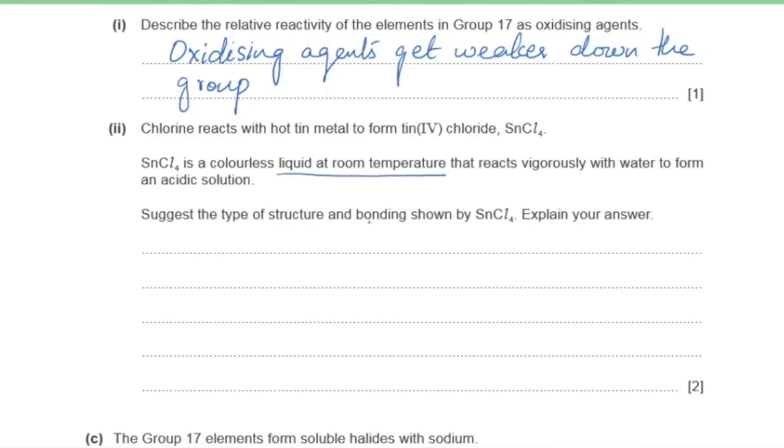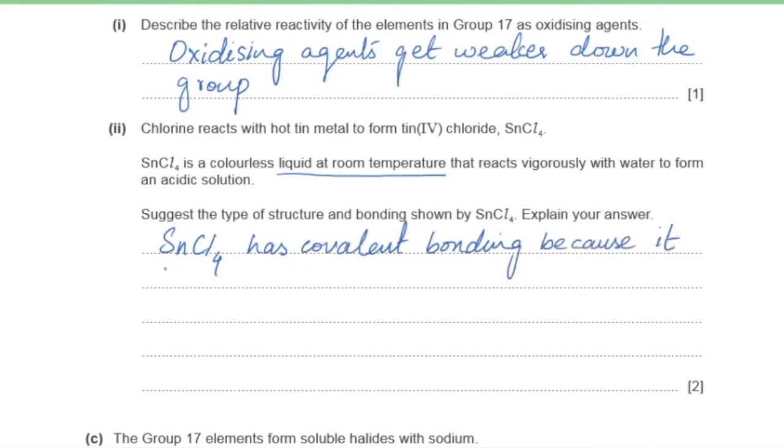So does the type of structure and bonding shown by tin chloride explain your answer? So tin chloride has covalent bonding, and that's why it hydrolyzes in water. Otherwise, those that have ionic bonding with a lattice structure, they will only dissolve into water because of their strong bonding. So I can write that tin chloride has covalent bonding because it hydrolyzes in water.